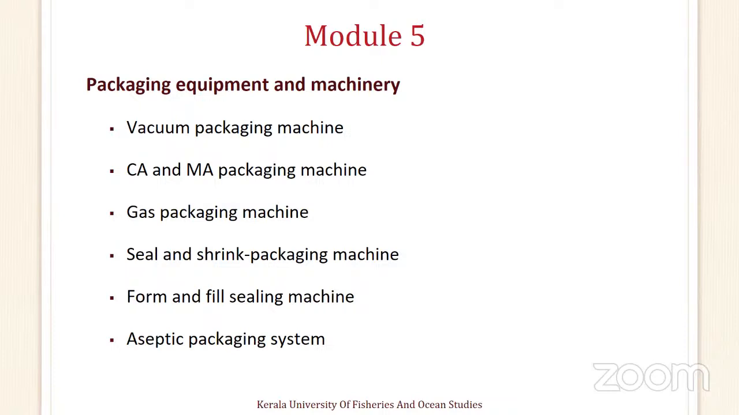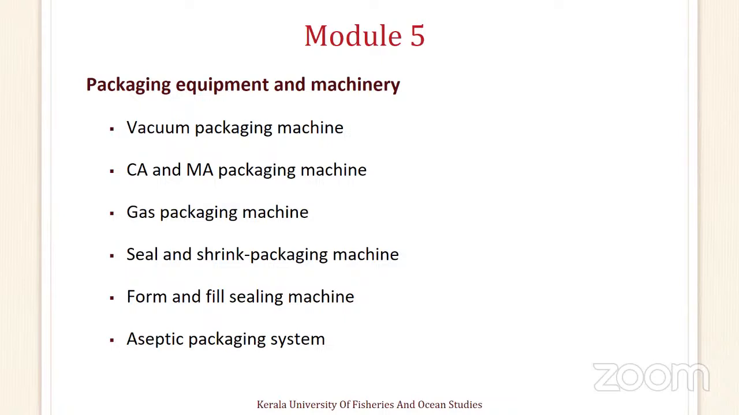We also talked about the seal and the shrink packaging machines, and the FFS, or the form fill seal machines, which are used in many of these food industries right now. Again, we talked about the aseptic packaging machine systems that we are using. So the 4th module, we went into the principles, and the 5th module, we dealt with the equipments that are used in all of these techniques.